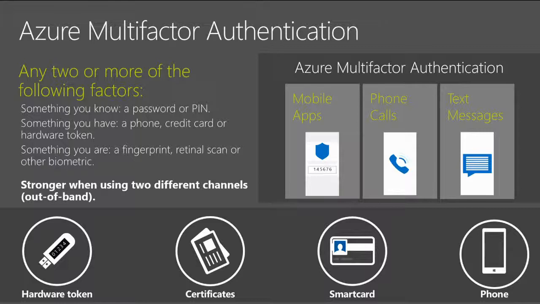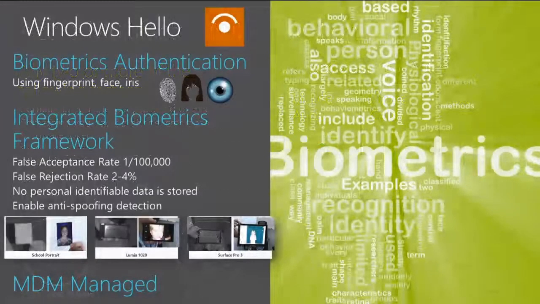So you could use with multi-factor any of those three options. Something you know, it could be a password or a PIN; something you have, a phone, credit card, or a hardware token; or something you are. So fingerprint, facial recognition, iris scan, that's something you are. So choose any two of them, and then you have a multi-factor authentication solution.